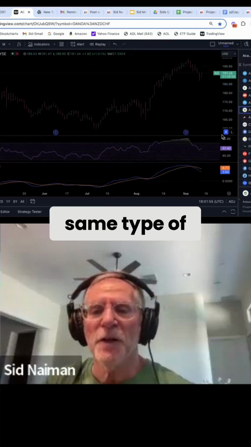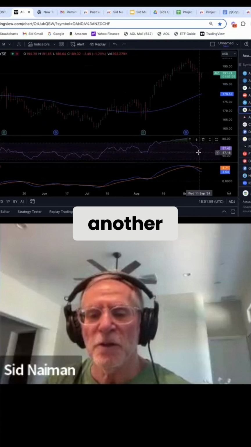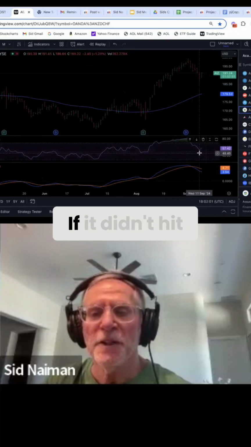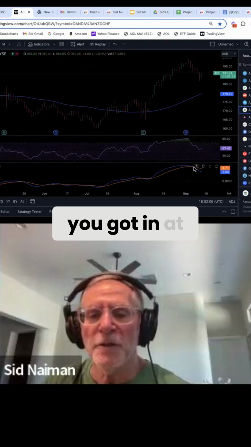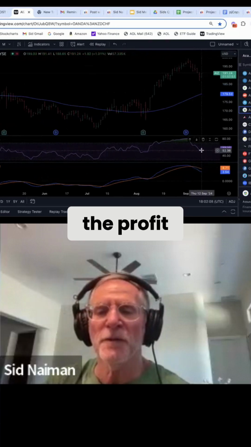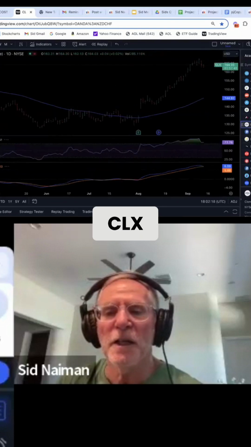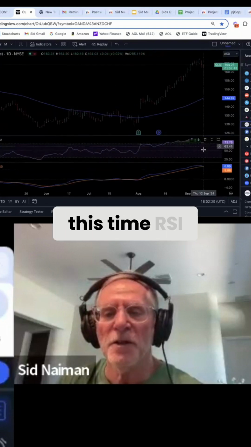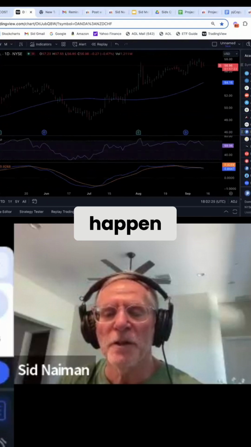AIZ, same type of thing. RSI is reversing, but it came all the way down close to the 50. So that's another question we had: when would I get out? If it didn't hit 50 and this reversed, you probably have a pretty nice profit if you got in at the right spot. So I just take the profit, get out, especially in a volatile market. For that one, CLX, again, this time RSI flat, MACD starting to trend down. So wait a little bit for that to happen.